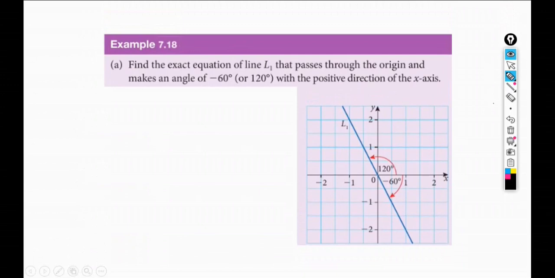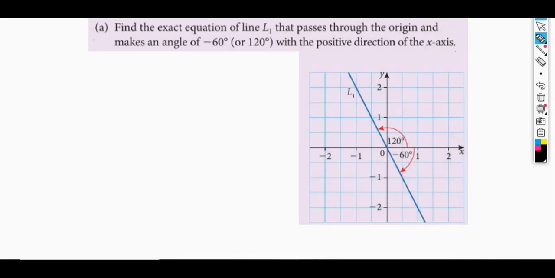Okay, so now we continue with example 7.18. And in part A, they ask us to find the exact equation of line L1 that passes through the origin. That means there's no y-intercept, or actually the y-intercept is 0, and makes an angle of minus 60 degrees or 120 degrees with the positive direction of the x-axis.